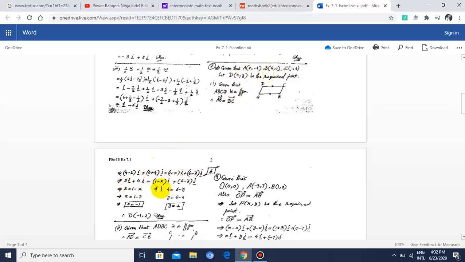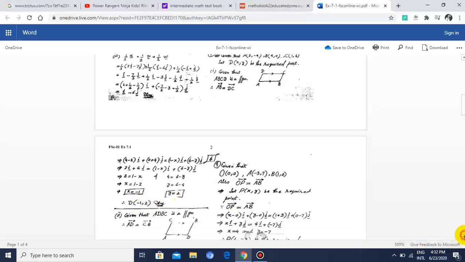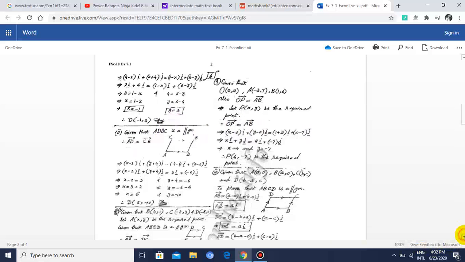Similarly, like this, by solving this we get x is equal to minus 1, y is equal to 2, and the required coordinates of the point D are (-1, 2). Similarly, we can find out the second part.